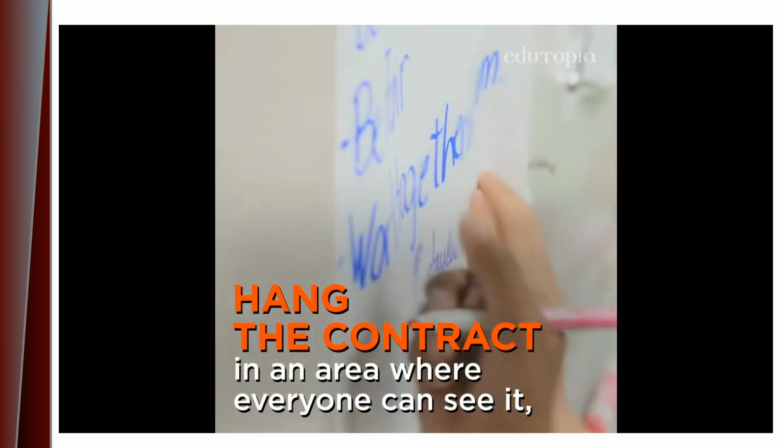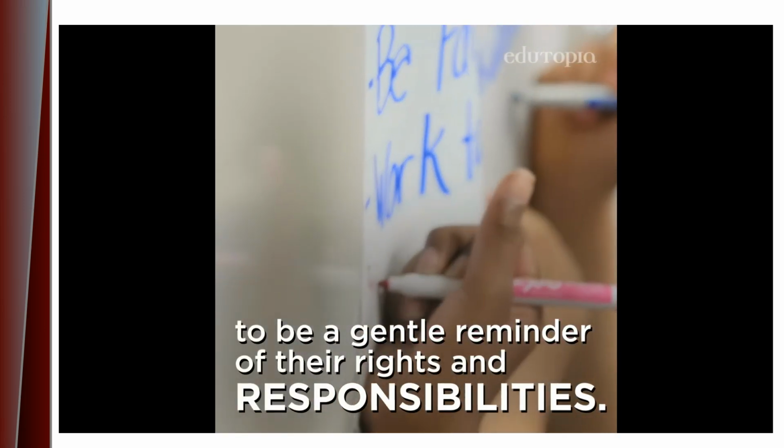Once the contract is drafted with everyone's input, have students sign and agree to abide by these shared classroom rules. Hang the contract in an area where everyone can see it, to be a gentle reminder of their rights and responsibilities.